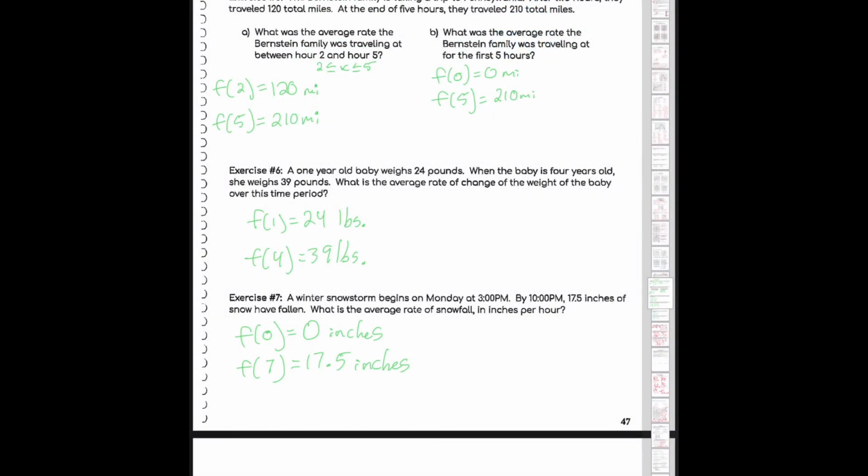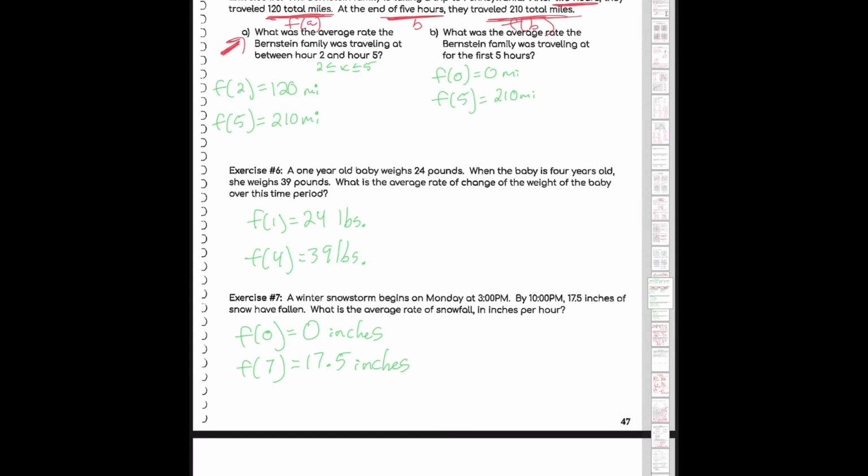So let's go ahead and take a look at exercises 5, 6, and 7 here. Exercise 5 says the Bernstein family is taking a trip to Pennsylvania. After 2 hours, they have traveled 120 miles. And at the end of 5 hours, they traveled 210. So 2 hours would be our A, and 120 would be our f of A. 5 hours would be our B. 210 miles would be our f of B.